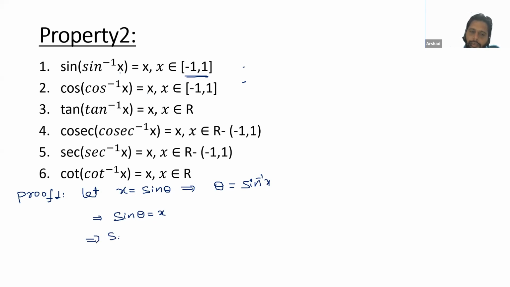Now, in place of this theta, we can again write this value. Theta is what? Sine inverse x. So in place of this theta, we can write sine inverse x. So this is equal to what? x. So that means sine inverse x is equal to x. You have to use this formula. The same proof is applicable for the rest of the 5 inverse ratios. Please raise your hands once you have noted down this proof. Then we will start the questions.